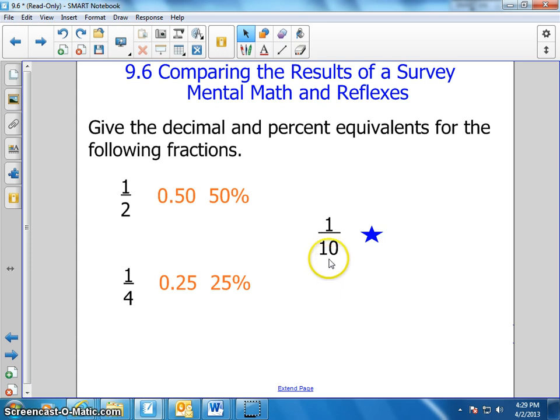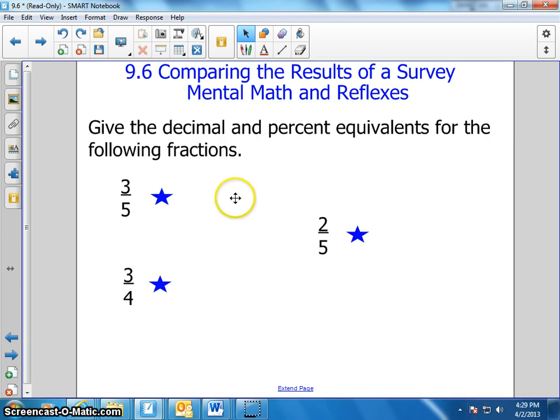Same thing over here, you can think dimes with 1/10. So if you have 1 out of 10 dimes, how much money do you have? You have 10 cents, or 0.10, 10 out of 100. The 1 is in the 10th spot. And then you have 10%. So these are ones that are a little easier that we shouldn't need our calculators for, and we should start to get familiar with in our heads.